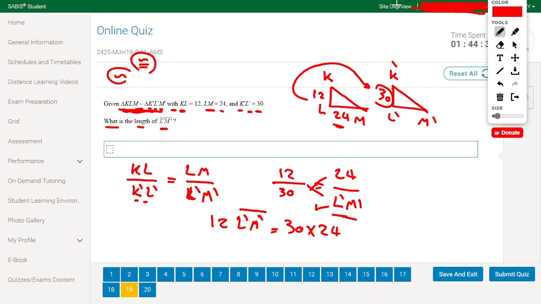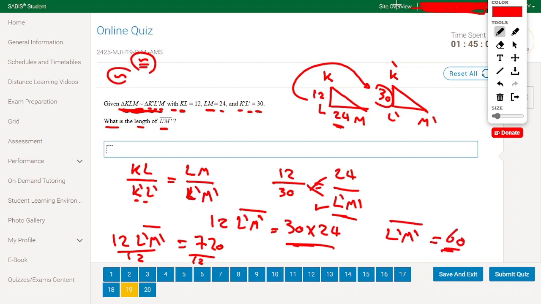Now let's calculate. 30 multiplied by 24 is 720, so I have 12 L dash M dash equal to 720. Divide by 12, divide by 12. So 720 divided by 12, L dash M dash will be equal to 60. So the answer here will be 60.